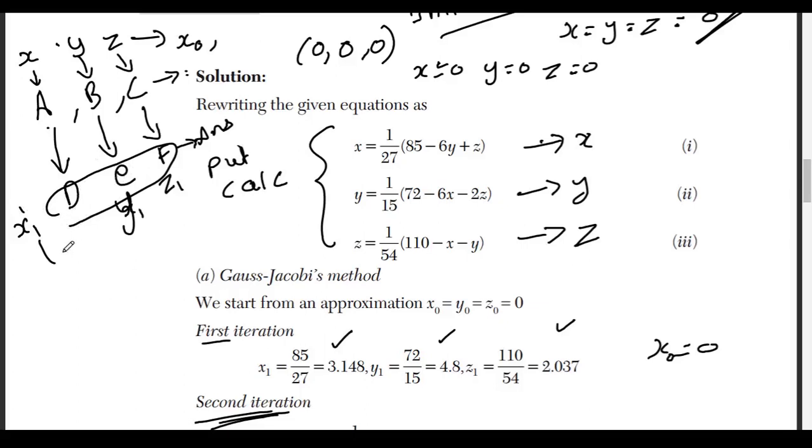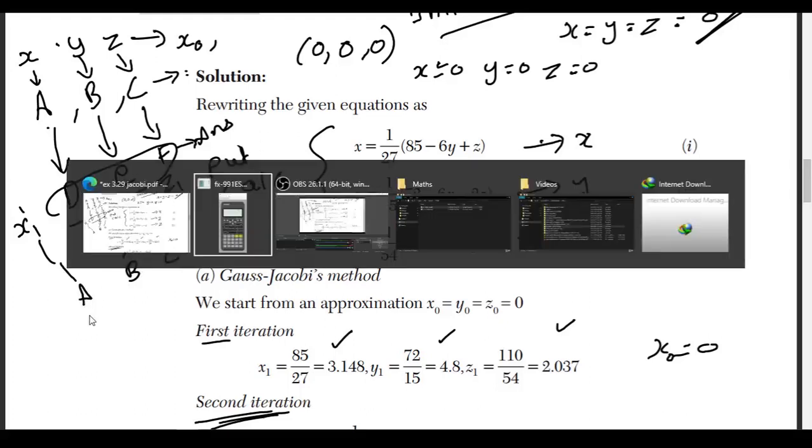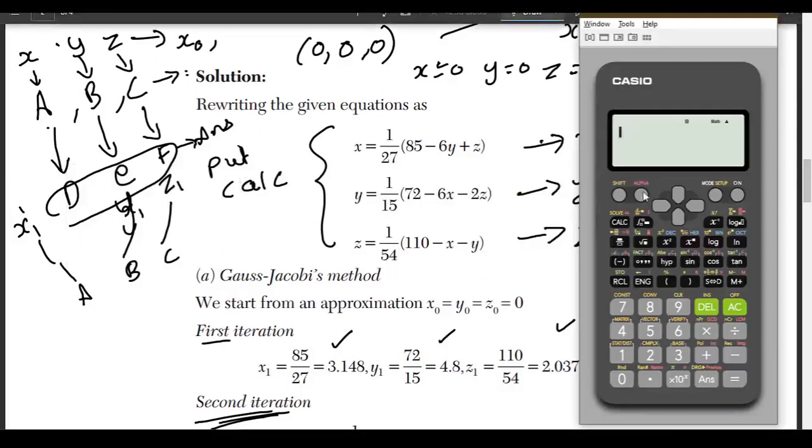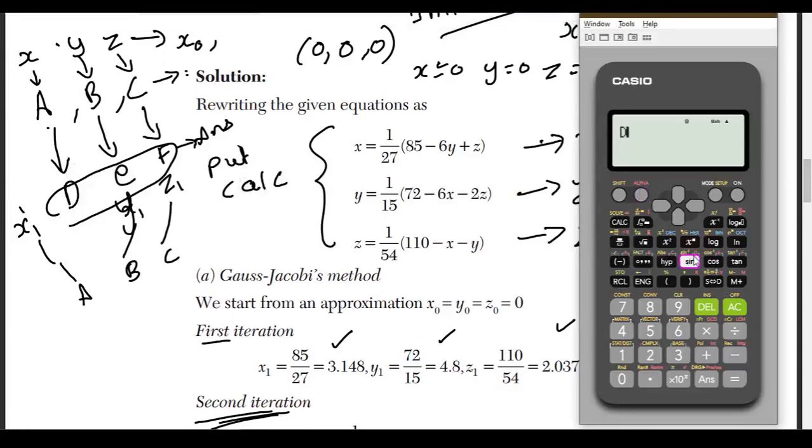So what you have to do is assign these three values to A, B, C, and just press equal to. I will show you how. First, D we are going to assign to A. Because A was initially assigned as 0, now the 0 will be overwritten by the variable D.